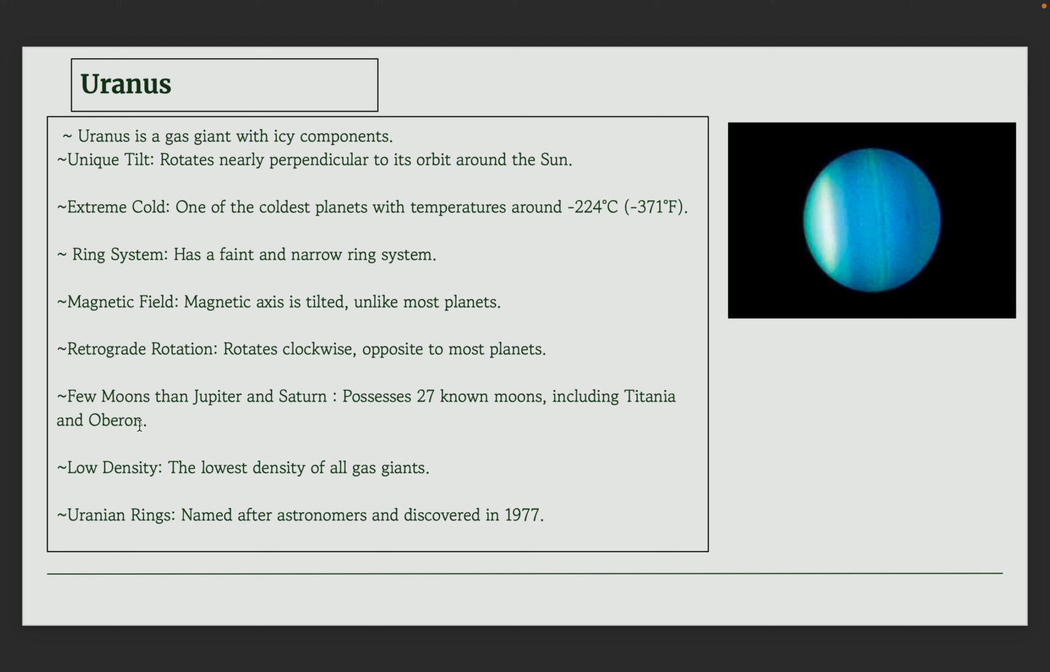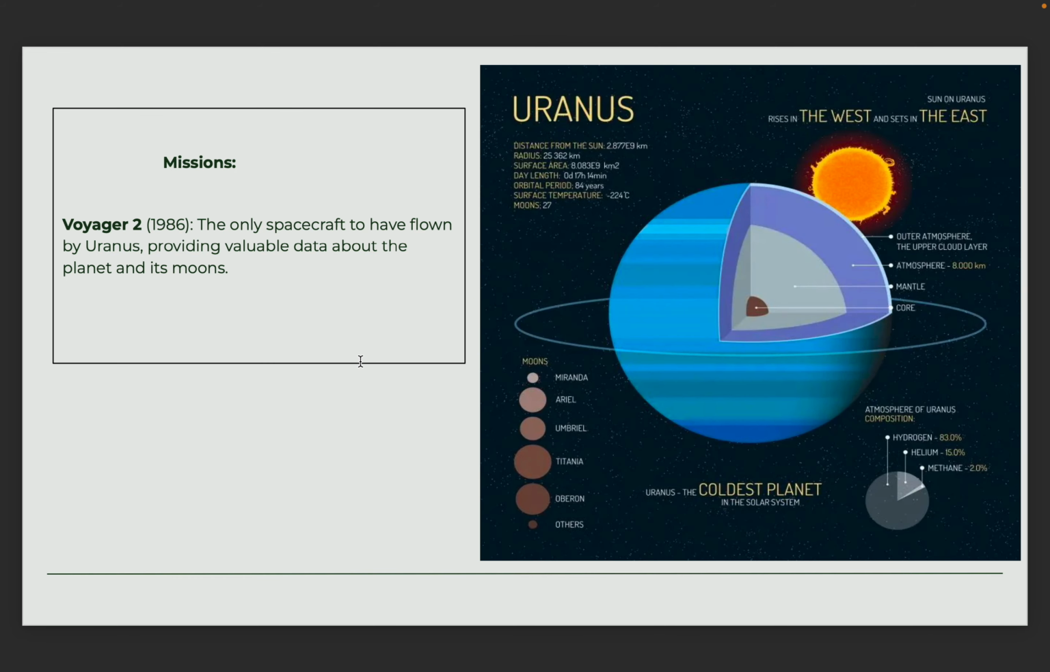Titania and Oberon are moons of Uranus. It possesses the lowest density among all gas giants. Uranian rings were discovered in 1977. Here is Uranus. You can see here Titania, Oberon, Miranda, Ariel, Umbriel. These are the moons of Uranus.